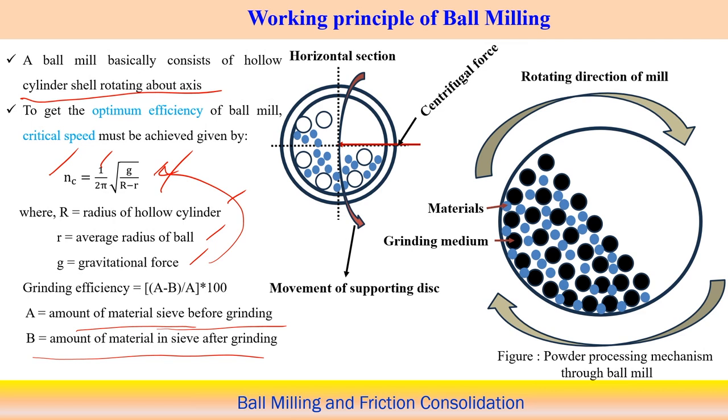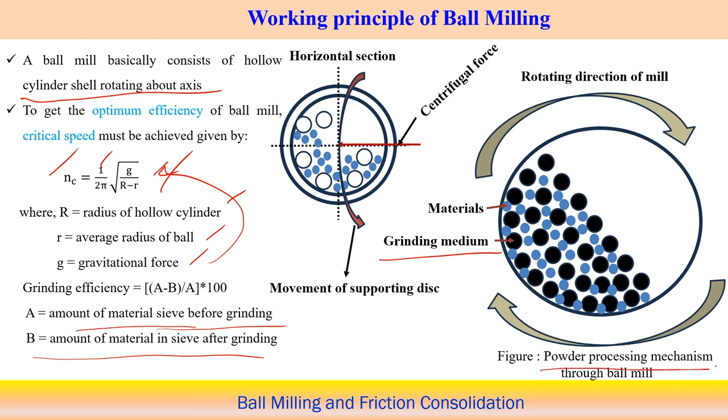Now here you see the grinding medium: the steel balls, which can be bigger balls, act as the grinding media, and there is a rotating direction of the mill. The rotation can be clockwise or anti-clockwise depending upon the application, and finally small particles are formed.